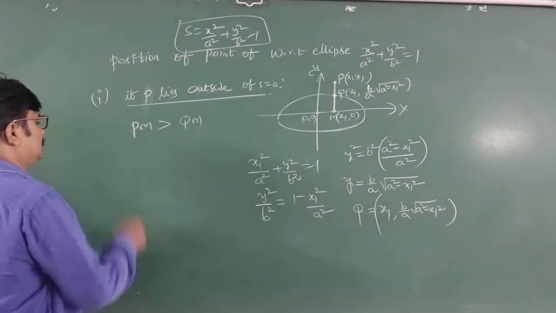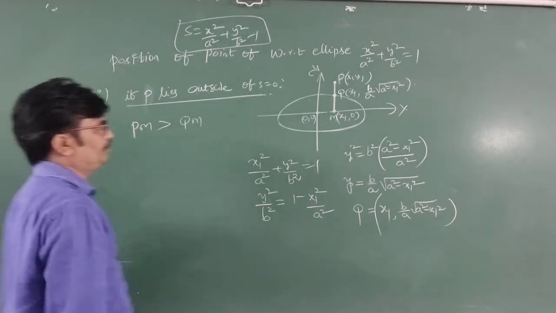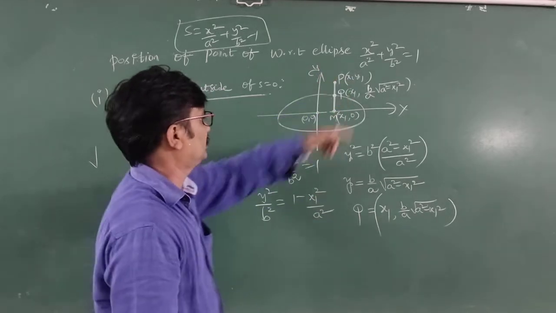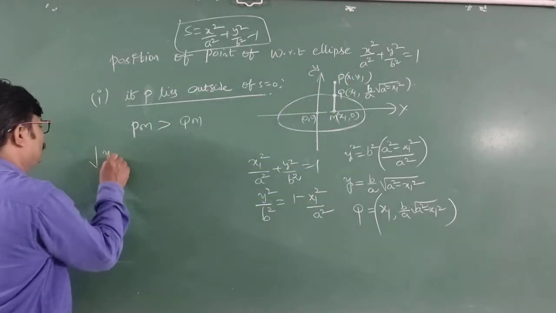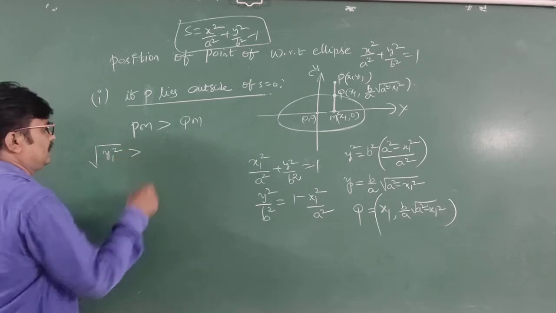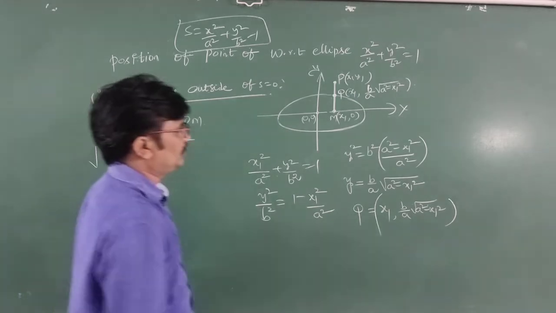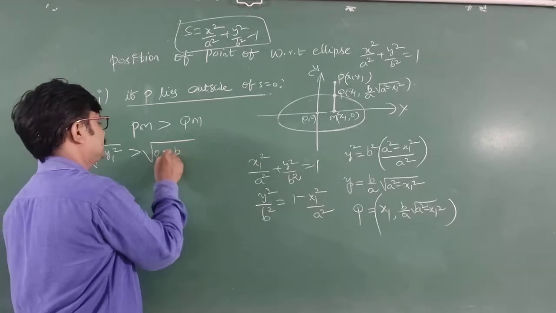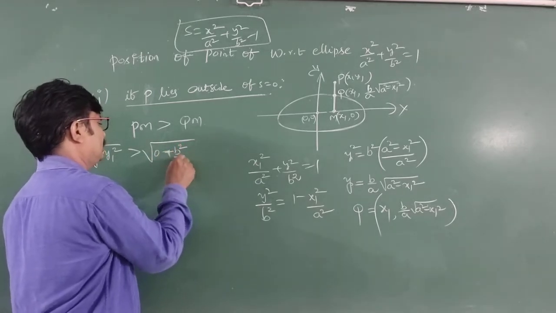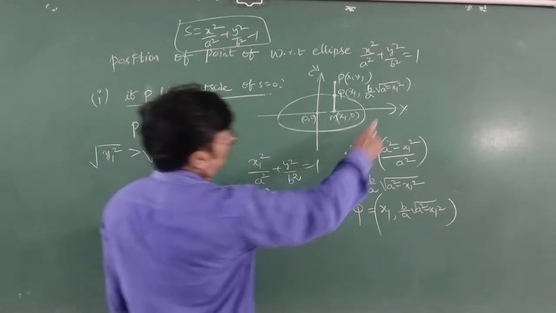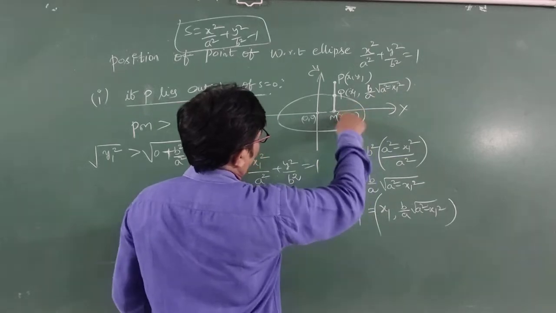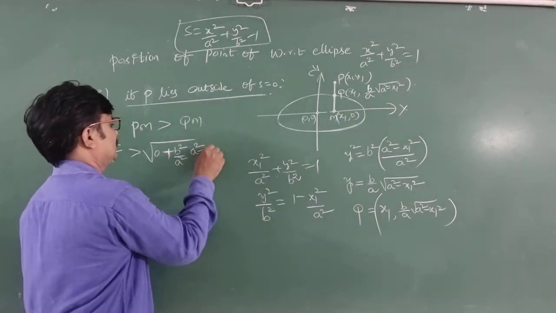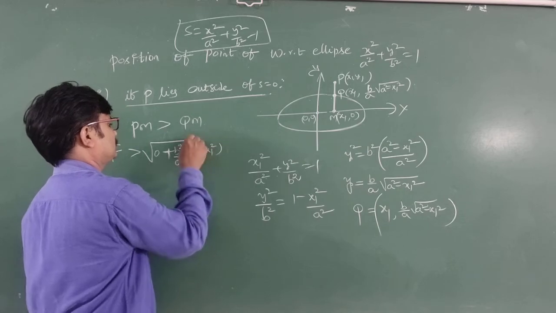PM is the distance between the two points, students. You can observe, PM is the square root of (x1 minus 0) whole square, that is nothing but y1 square, which is greater than QM. What is QM, students? It is (x1 minus x1, 0). After that, b square by a square, so this is x2 minus x1 whole square plus y2 minus y1 whole square. This is what, students? a square minus x1 square.